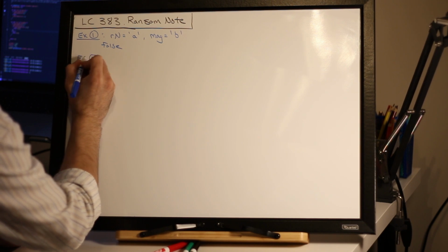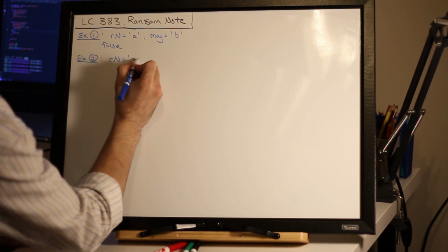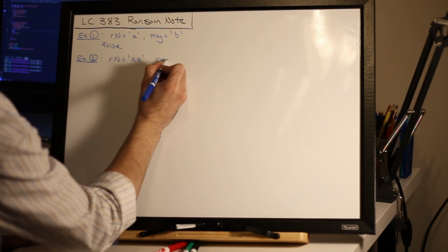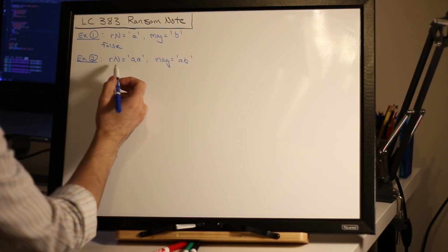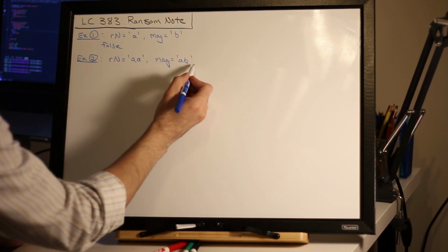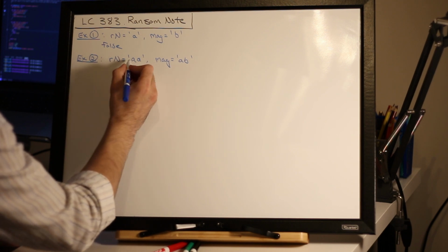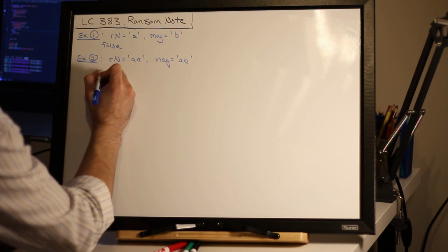In example 2, we're given ransom note as AA and magazine as AB. Can we construct ransom note, which is AA, from AB? No, we can't, because we have two A's here and we only have one A here. So we return false.